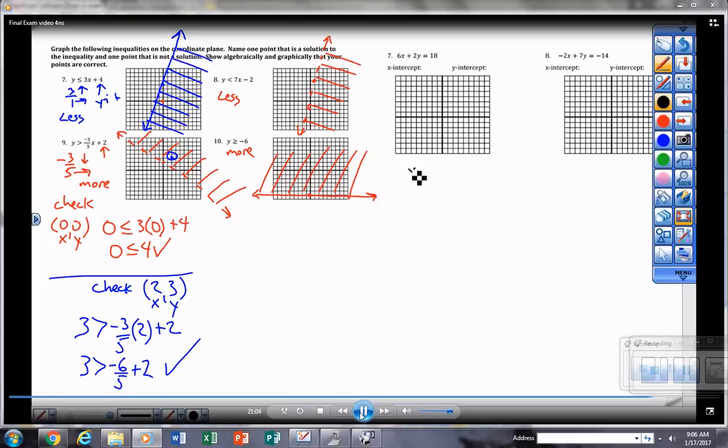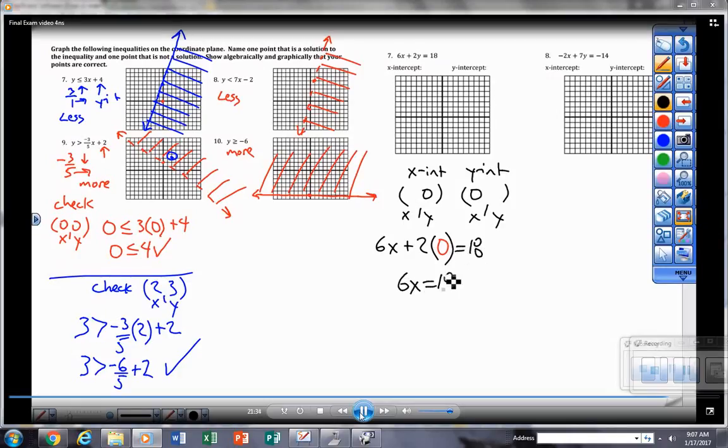All right, last two, intercepts. So remember, for the x-intercept, you know that y is 0. For the y-intercept, you know that x is 0. So for the x-intercept, take that equation where there is a y, I'm going to plug in 0 for y. So that gives me 6x plus 2 times 0 equal to 18. Solve that for x. Divide by 6, and that gives me x equals 9. I'm sorry, 3.